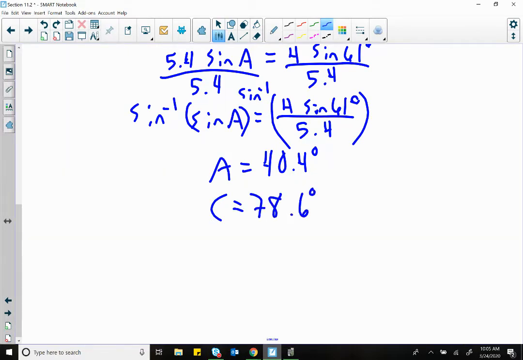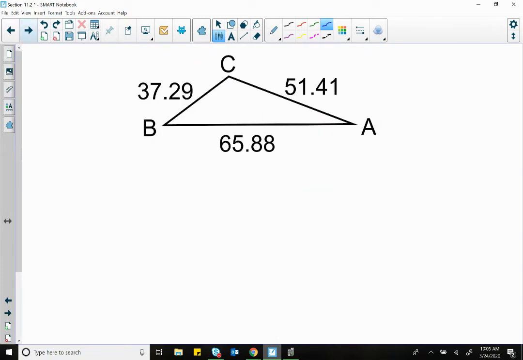78.6 degrees. And there we go. So here is our next example. Obviously you can see this is side, side, side. You've got the steps there. Just make sure that you read the steps.